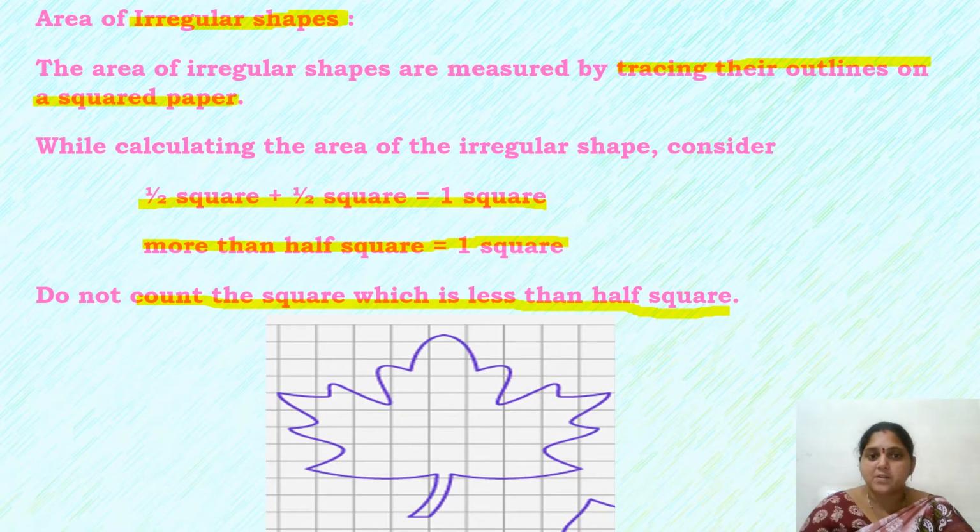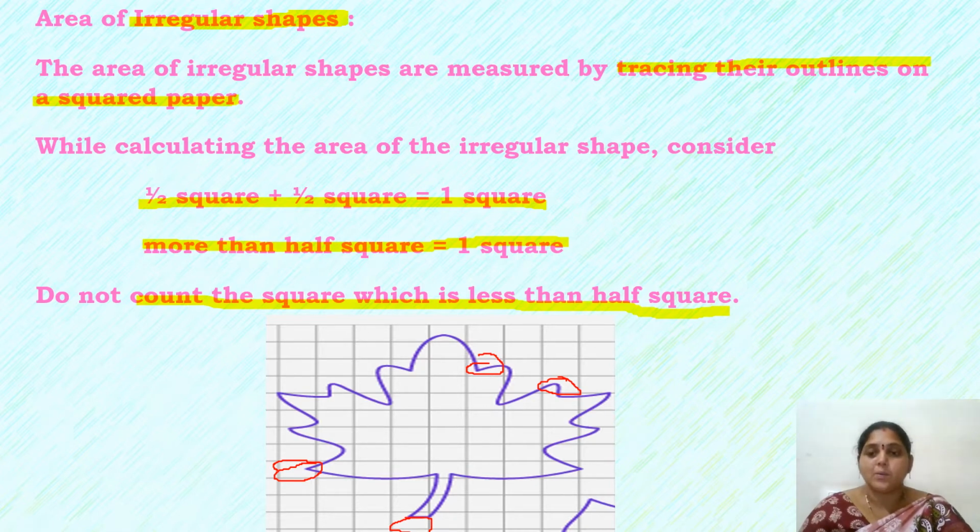If you observe the picture here, this is less than half. You should not count this box. You have to count the boxes which are more than half and exactly half, but don't count those which are less than half. What I am circling is less than half of the square boxes. You should not count this, and remaining all the boxes you have to count, and you have to write how many boxes there are, that many square units.